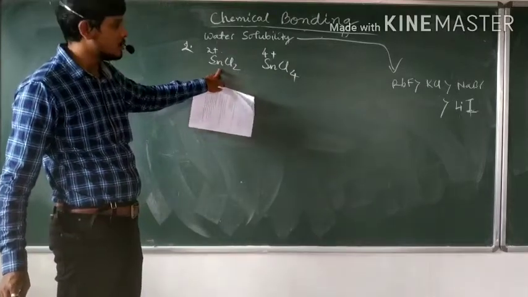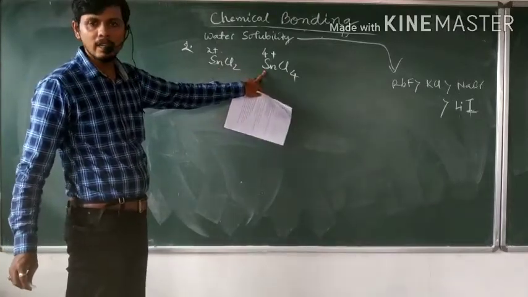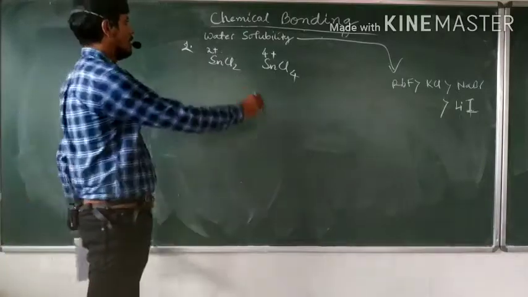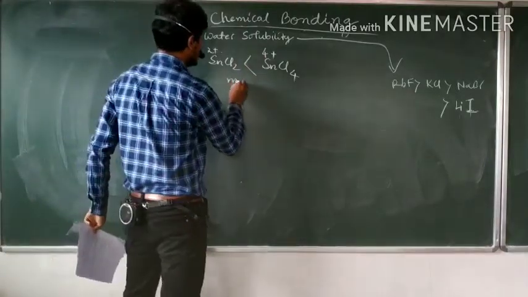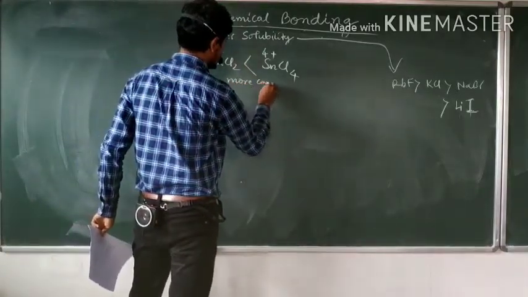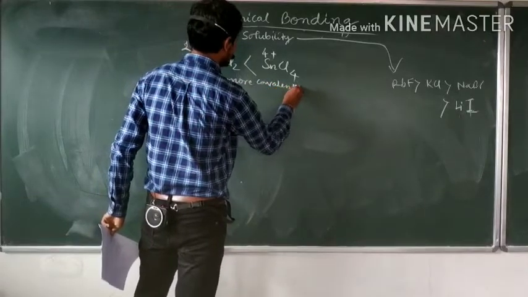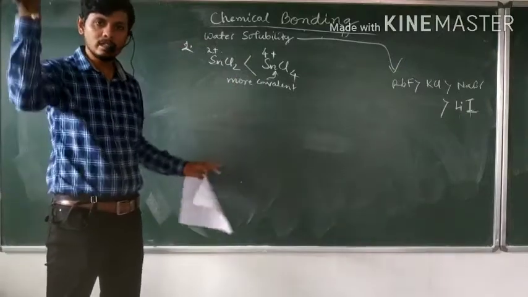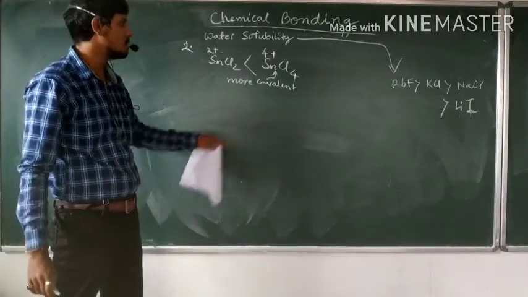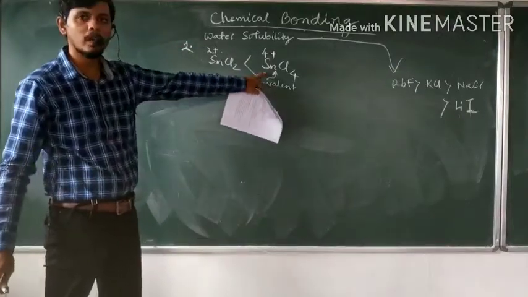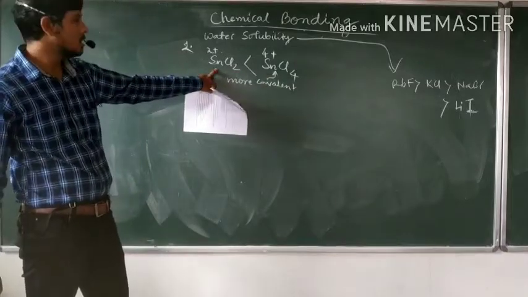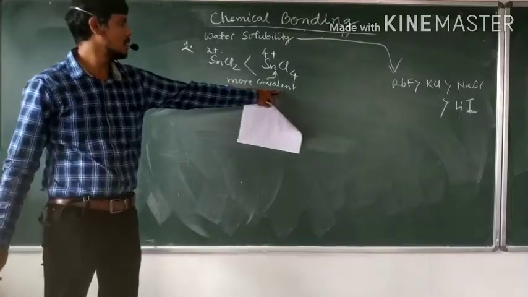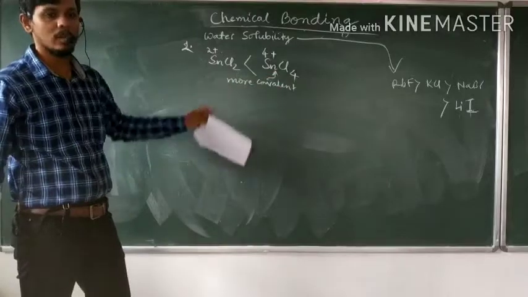The charge of Sn4 positive is higher than Sn2 positive. That means Sn4 positive will be more covalent, because Sn4 positive has higher charge and smaller size. That means Sn4 positive will be more polarizing than Sn2 positive. So this is more covalent, this is less covalent.